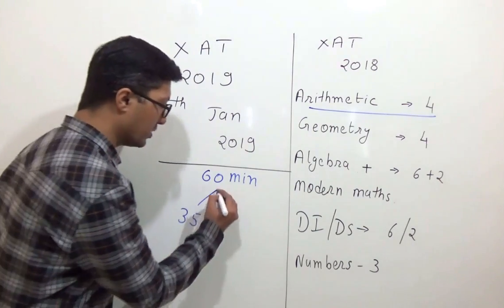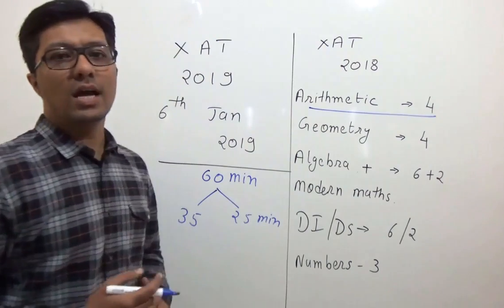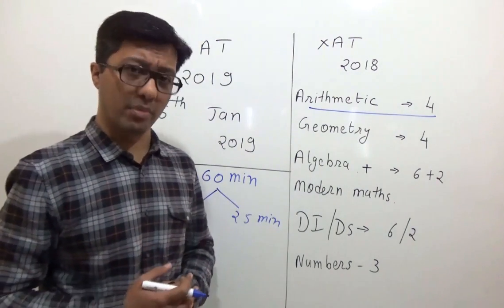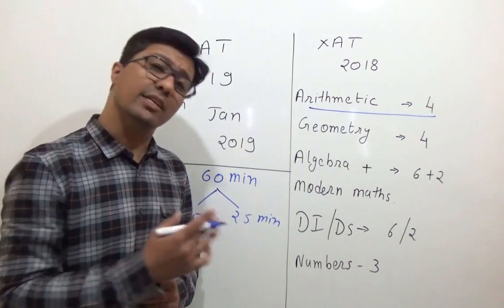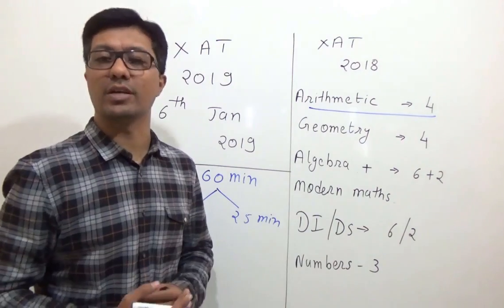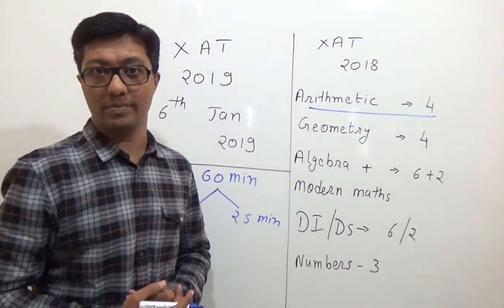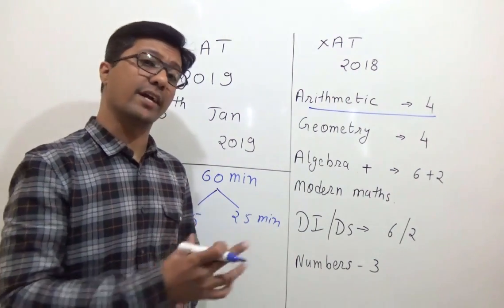That second round should consist of 25 minutes. Ideally, in the first 35 minutes, you need to solve around 12 to 13 questions, and in the next 25 minutes, if you are able to solve 6 to 7 questions, that will be considered a very good job. How to decide which category a question will fall in?